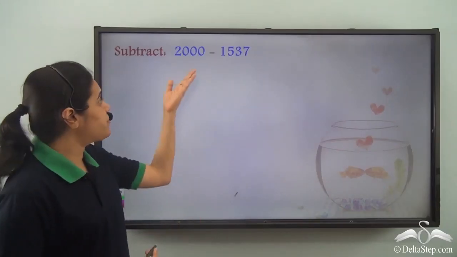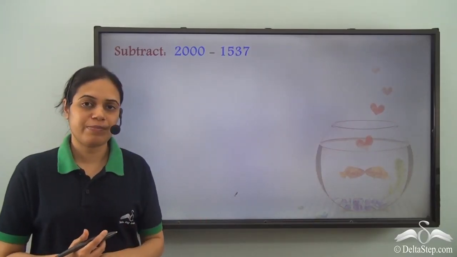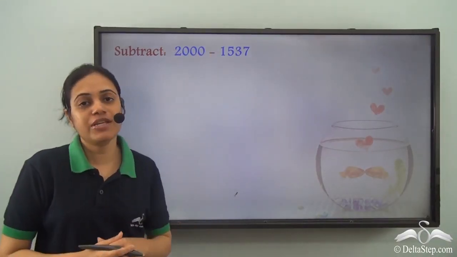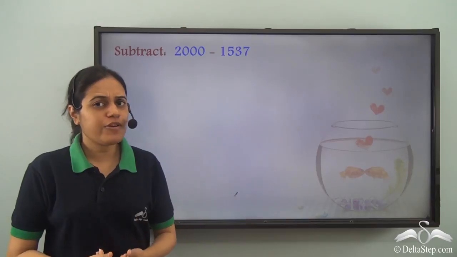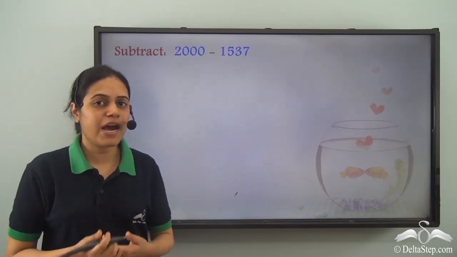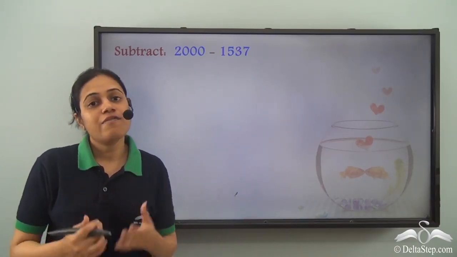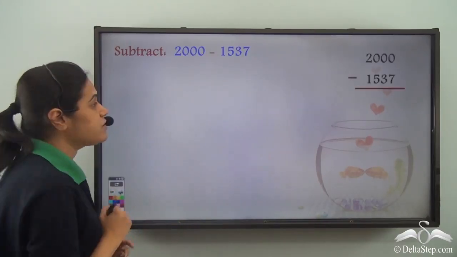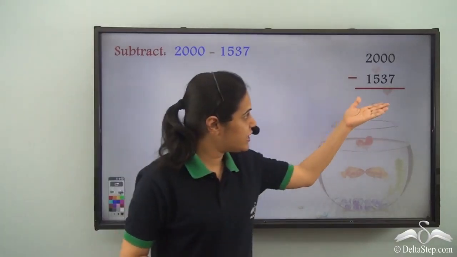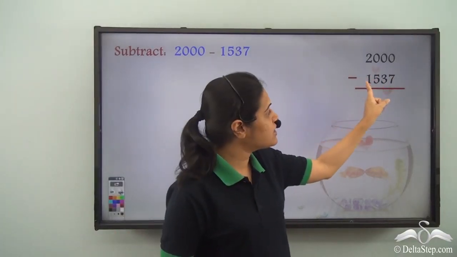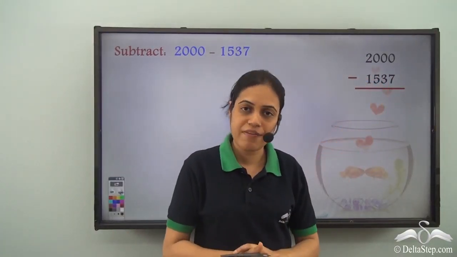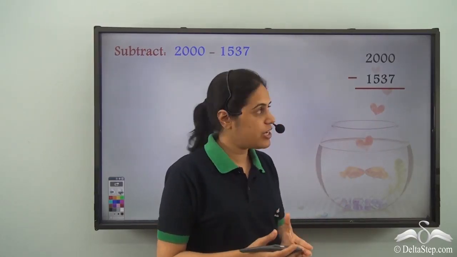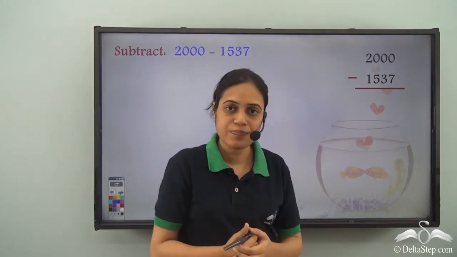We need to subtract these two 4-digit numbers: 2000 minus 1537. Now we have already learned how to subtract two 3-digit numbers. For subtracting two numbers, I need to write the numbers one below the other like this. So 2000 minus 1537. Now I need to subtract the digits in the respective places.